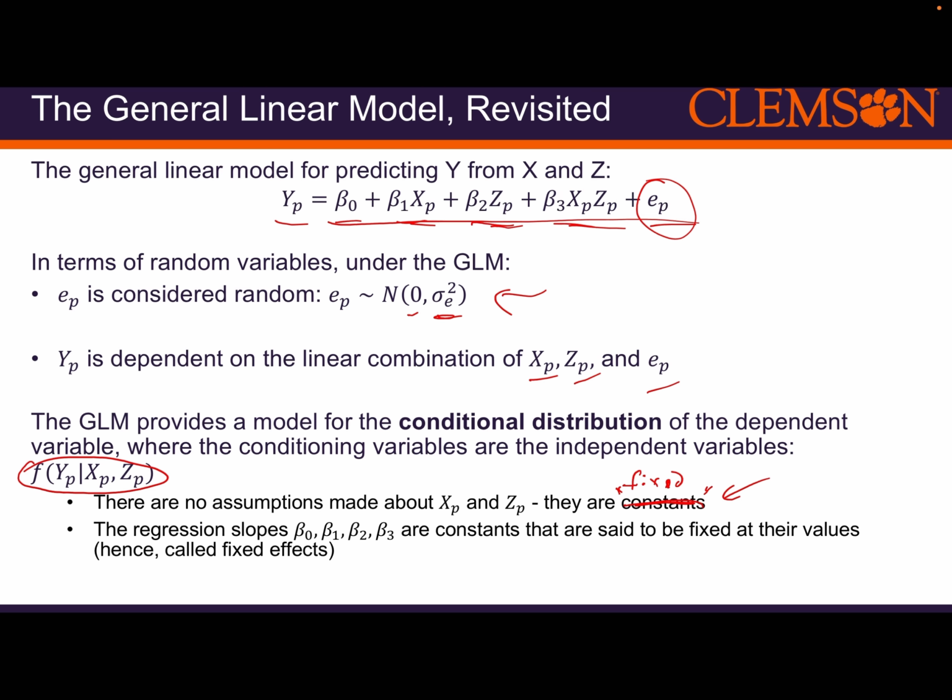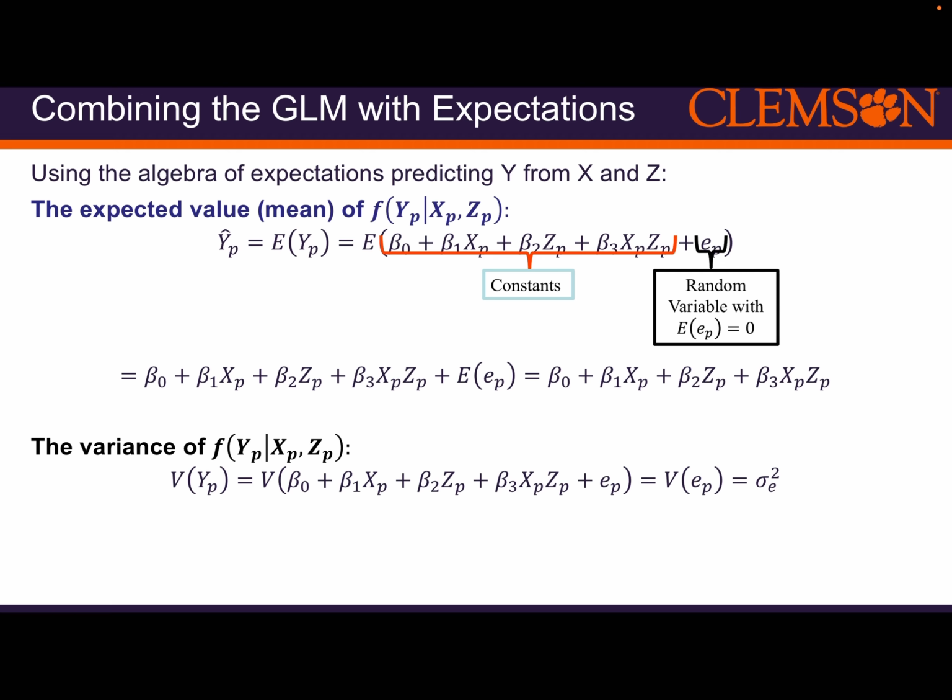The regression slopes, beta 0, beta 1, beta 2, beta 3, are also constants that are said to be fixed at their values. Later on, in the context of mixed models, we're going to contrast fixed effects with random effects, but for now we can call these fixed effects. So what does the GLM say about our data? We can use the algebra of expectations in predicting y from x and z to figure out the mean. What's our mean y? Sometimes y hat. Well, that comes from the expected value of our regression line.